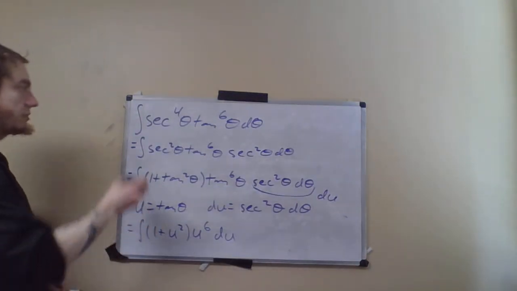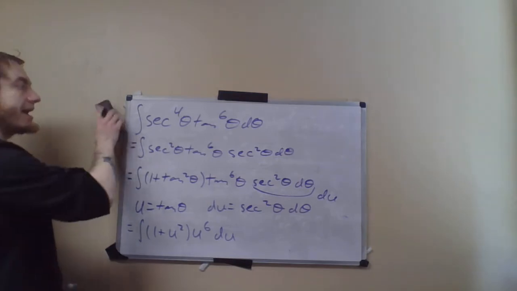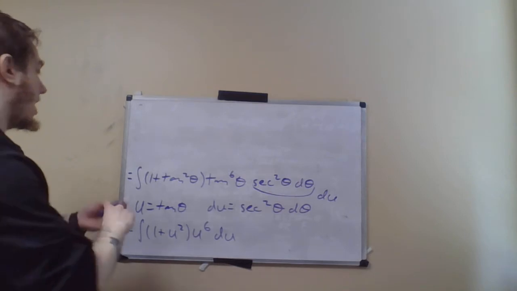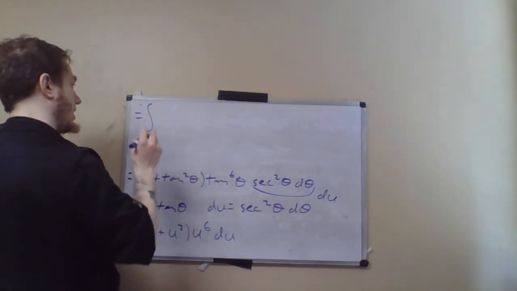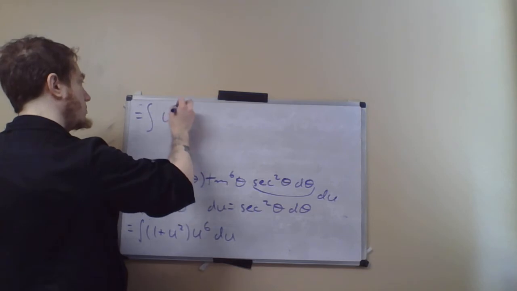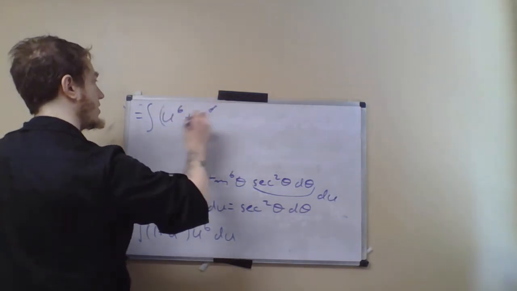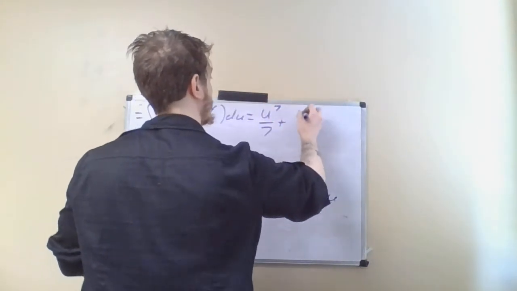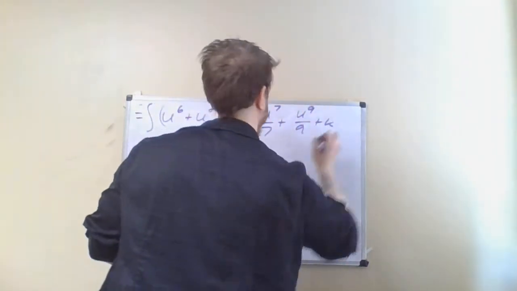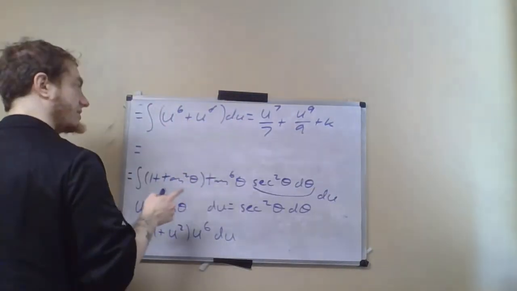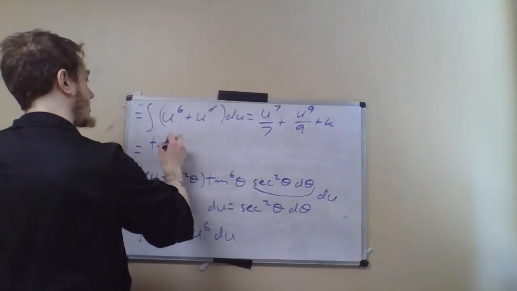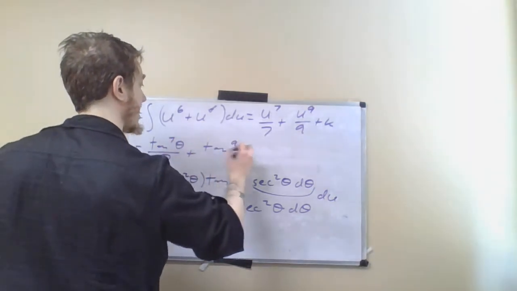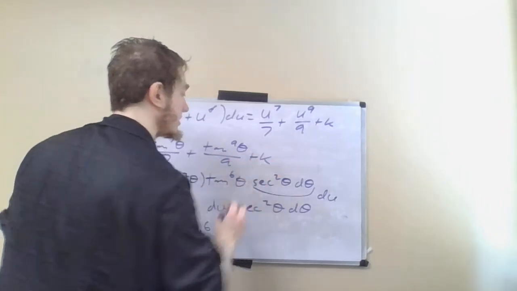Unfortunately, I'm now out of space. So keep in mind that this is the problem we're doing. We're going to go back up to the top and keep working this thing. So I turn this into the integral of u to the 6th plus u to the 8th du. That's going to be u to the 7th over 7 plus u to the 9 over 9 plus a constant. If I replace the u's with tangents, this is going to become tangent to the 7th theta over 7 plus tangent to the 9th theta over 9 plus a constant.